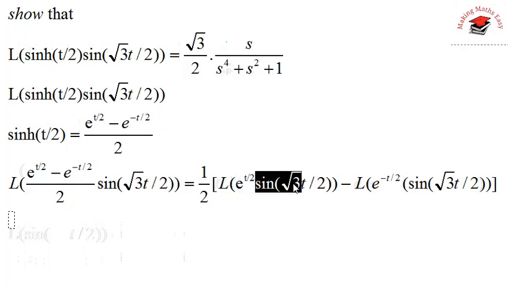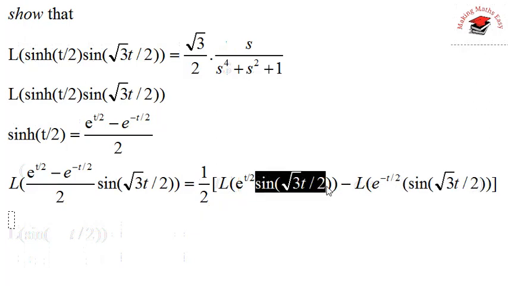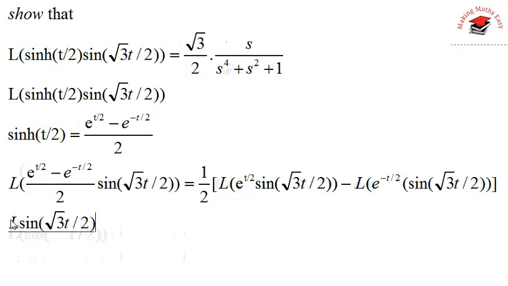So Laplace of sin(√3 t/2) we have to find, as sin(√3 t/2) appears in both the terms. So first of all find the Laplace of sin(√3 t/2). So the Laplace of sin(√3 t/2) is nothing but equal to a upon a² plus s², where the value of a will be equal to √3/2.